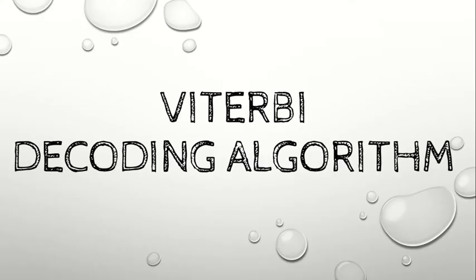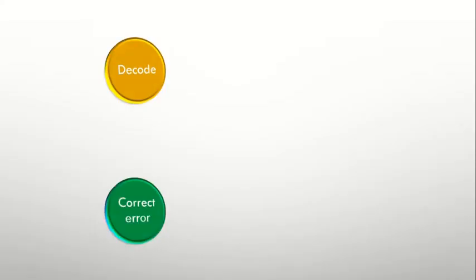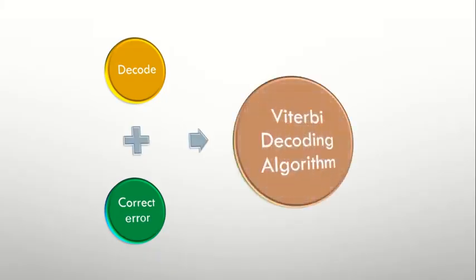Practically, what happens during the transmission of the coded sequence, it may be affected by the noise or any other external factors, and at the receiver side, we receive the code with error. So we need to decode the message, and in addition to this, you need to correct the error also. So we have a powerful tool for this, which is called Viterbi Decoding Algorithm.